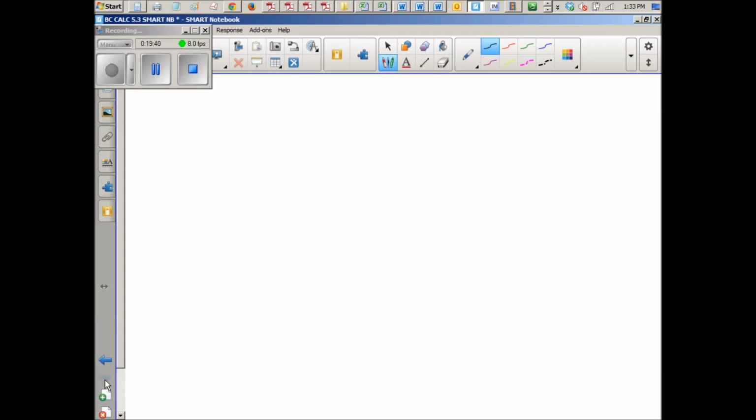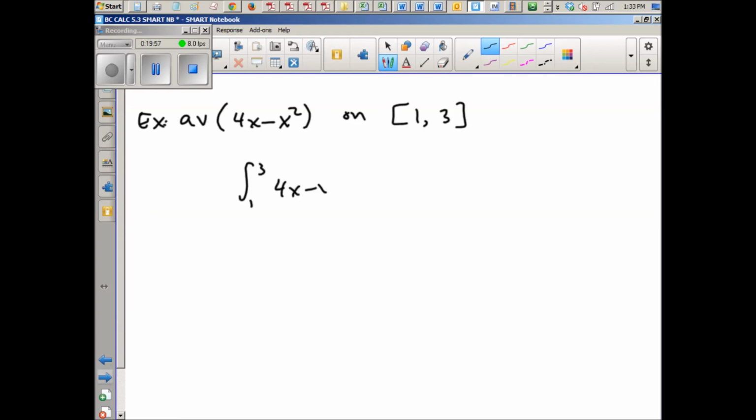Let's try another example. What is the average value of 4x minus x squared on the interval 1 to 3? Well, it's going to be the integral from 1 to 3 of 4x minus x squared, all over 3 minus 1. See? We might need a little help from the calculator on this integral until we learn to do it by hand.